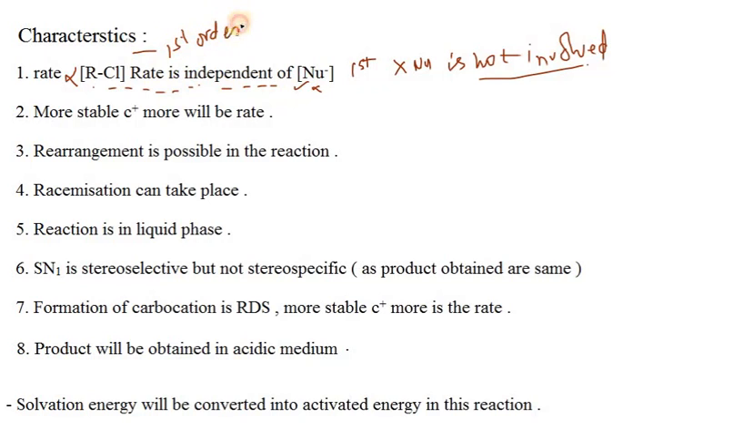Now if we see, the more stable the carbocation, the more will be the rate. So rate is directly proportional to the stability of the carbocation. It can help us to identify the rate of the reaction when different types of reactants are given. Then we can find out the rate of reaction according to the stability of the carbocation.